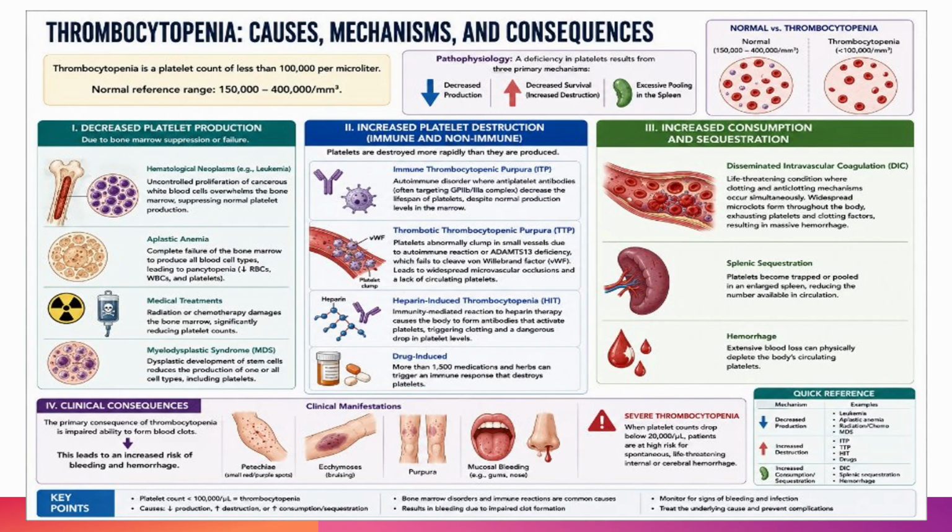Clinically, thrombocytopenia primarily increases bleeding risk. Patients can develop petechiae, the small purple-red spots, purpura, ecchymosis, mucosal bleeding, or life-threatening hemorrhage if counts become severely low. Always monitor thrombocytopenic patients carefully for these signs of bleeding. It's extremely important.